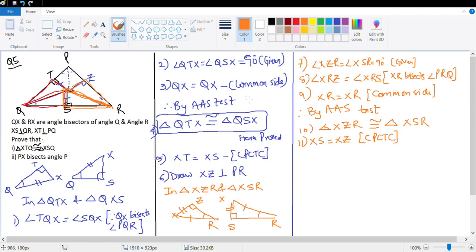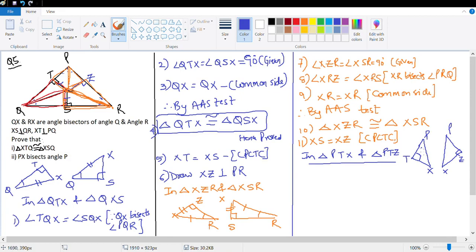So this is CPCTC. Now let me try and prove these two triangles congruent. So let's write this down. So in triangle PTX and triangle PTZ, again, a rough diagram to help. This is P, this is T, and this is X, and this is Z, this is P, and this is X. So one angle is equal, PX and PX are equal, which means right angle hypotenuse. I need to get one side equal. I think I've already got that side equal, which is, let's see, TS and XT are equal, but XS and XZ are also equal, which means TX and XZ are equal.